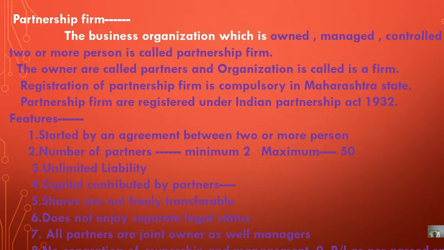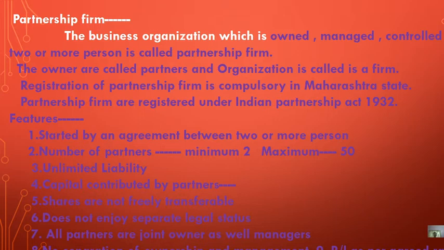This is not a new form of business organization for us, because many times in our surroundings, our colleagues and neighbors discuss that they have a partnership business. Two people, three friends, four friends come together and start a business. That is a partnership firm or partnership business. The business which is owned, managed and controlled by two or more persons is called a partnership firm.